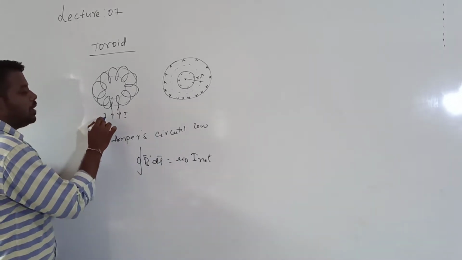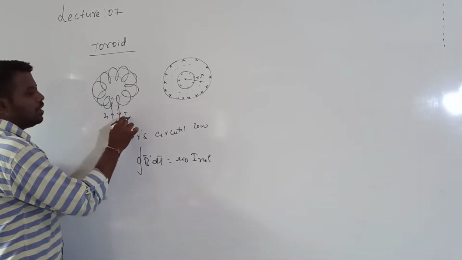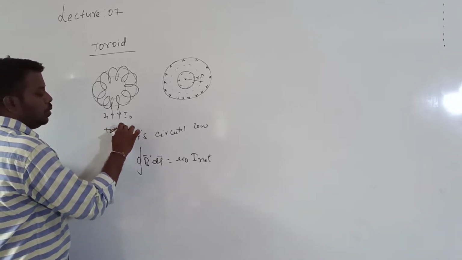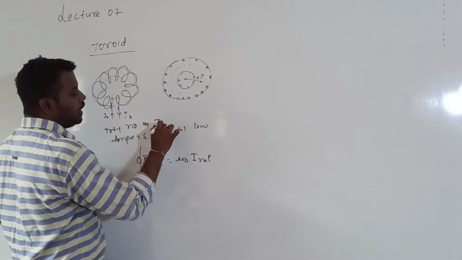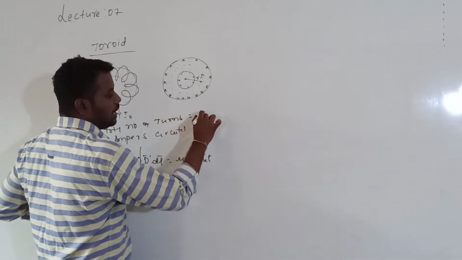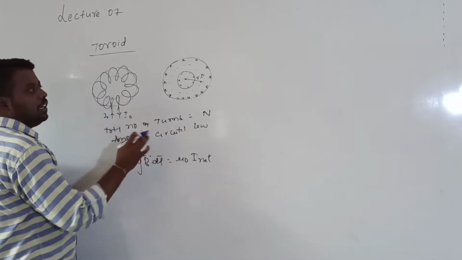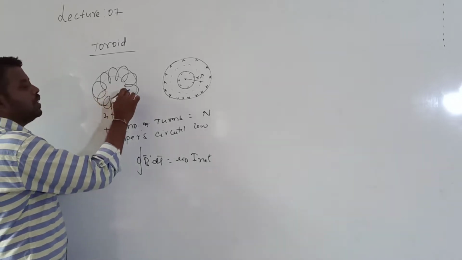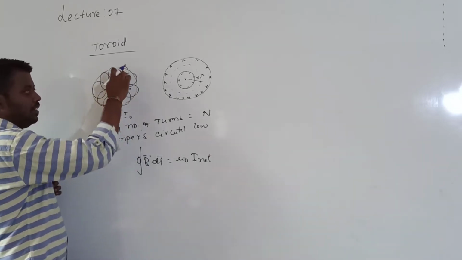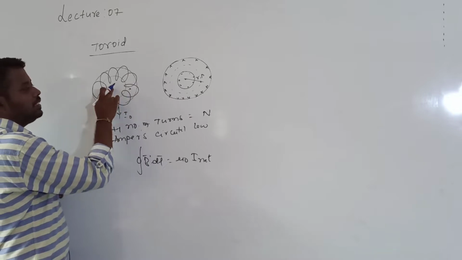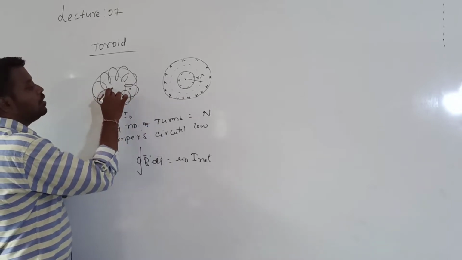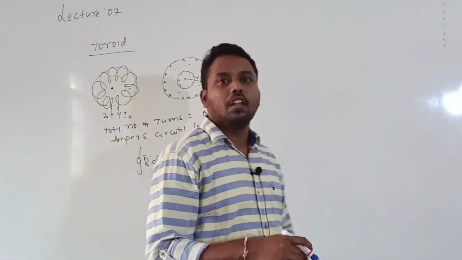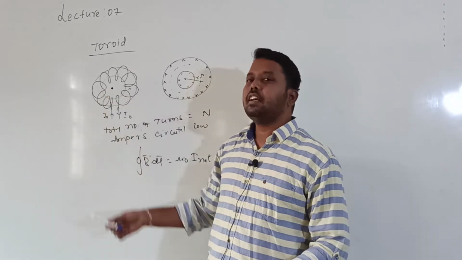Let the current entering be I naught, and leaving also I naught. Let the total number of turns in this toroid be N. Now I consider the point P exactly on the turns. It is not inside, it is not outside. Inside, the magnetic field due to the toroid is 0, because there is no current inside.